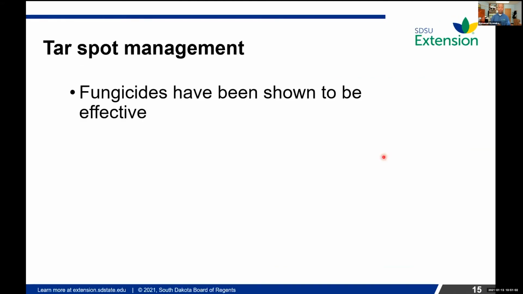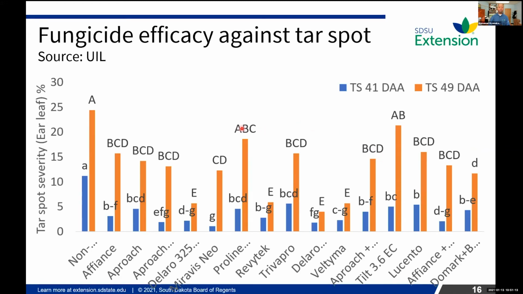So I'd like to pause here and, before I go there, when it comes to management for tar spot, fungicides have been shown to be effective. I have here a slide that was shared with me from Illinois, from Nathan, and they tried a bunch of various fungicides and looked at tar spot severity after 41 days of applying the fungicide. And you can see a lot of these fungicides really kept the disease low after 41 days. Of course, after 49 days, the fungicide is wearing off. So that's why we see some of these having higher disease severity. But really the bottom line is that the fungicide will help.